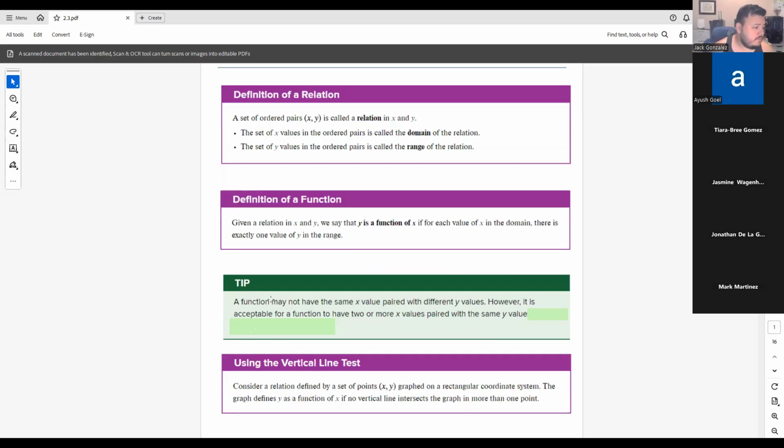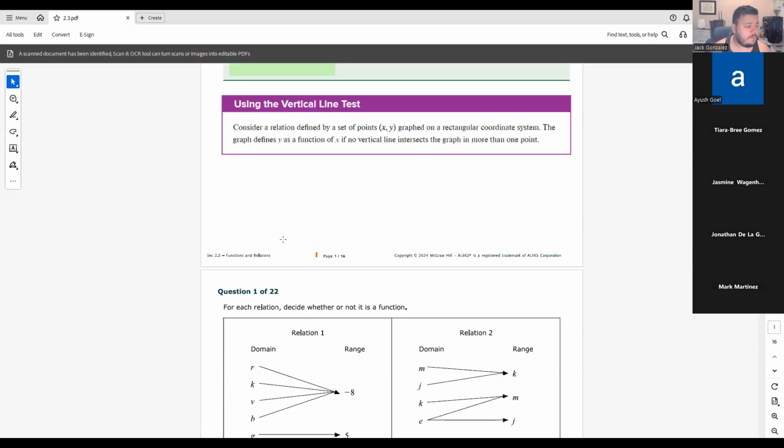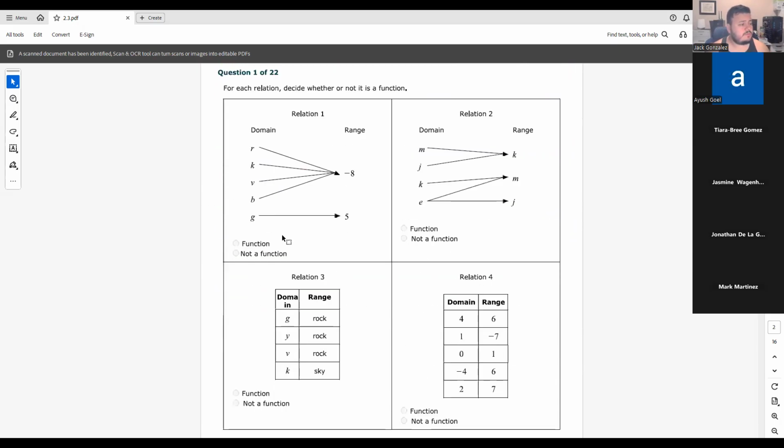A function may not have the same x value paired with different y values. So that's one easy way to determine if it's a function or not. However, it is acceptable for a function to have two or more x values paired with the same y value. You can use a vertical line test to rule out graphs right away, which we'll do in just a minute. But check out these examples.